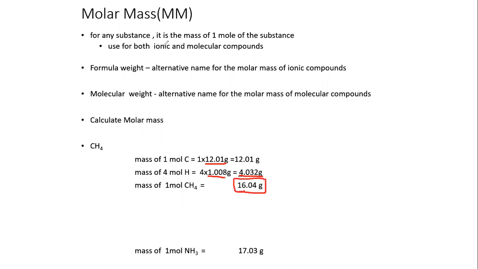Again, the molar mass, you can think of it as a conversion factor. So 16.04 grams of methane equals 1 mole of methane. If we have the mass of methane and want to find the moles of methane, we would use this conversion factor here.